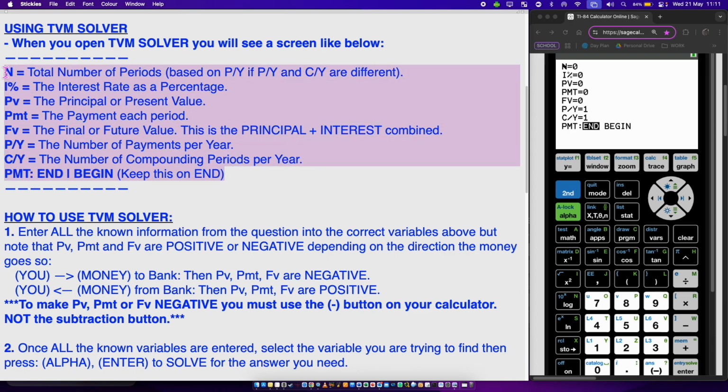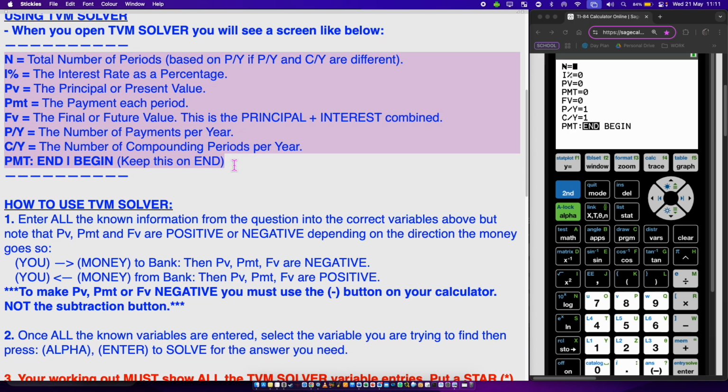Another minute, can you get what the TVM variables mean? And then I'll show you how to use it.